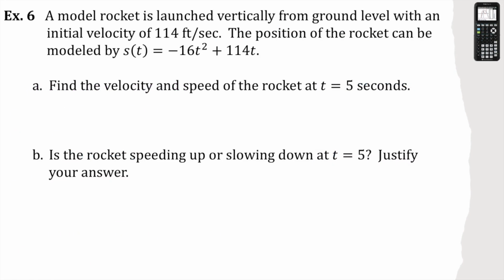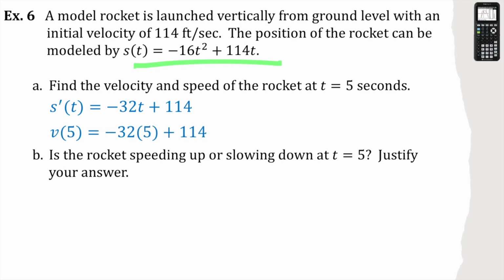A model rocket is launched vertically from ground level with an initial velocity of 114 feet per second. We have a position function of negative 16t squared plus 114t. So first thing is we would like the velocity and the speed of the rocket at t equals 5 seconds. Velocity and speed. Okay, well, velocity is going to be the first derivative, negative 32t plus 114. Plug in 5, and we get the velocity at 5 is negative 46 feet per second, which means the speed is just the absolute value of that.